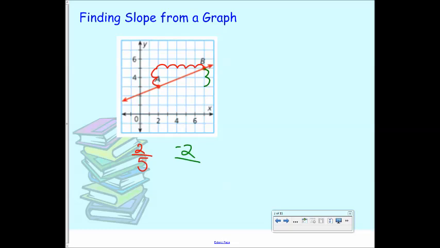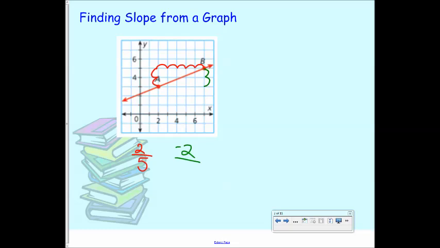All right, and what would your run be here? It would be 5, but because you're going left, it would be negative 5. So if it's negative 2 over negative 5, then that means it's actually positive. So are these slopes any different? No. So it doesn't really matter which one you start with. It just matters that you keep track of your signs.